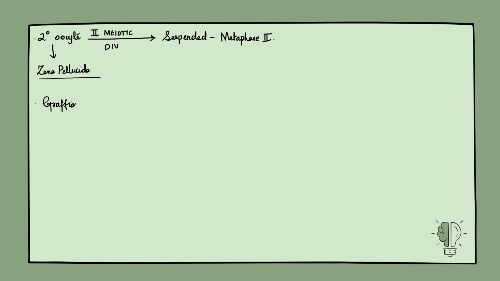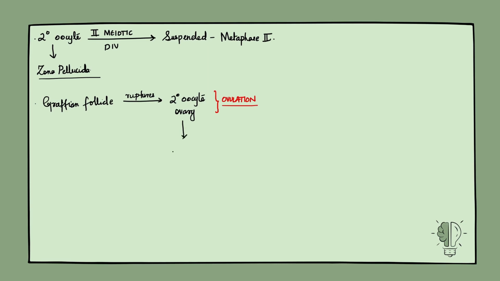Now the Graafian follicle ruptures to release the secondary oocyte from the ovary, and this process is called ovulation. The process by which the secondary oocyte is released from the Graafian follicle is called ovulation.